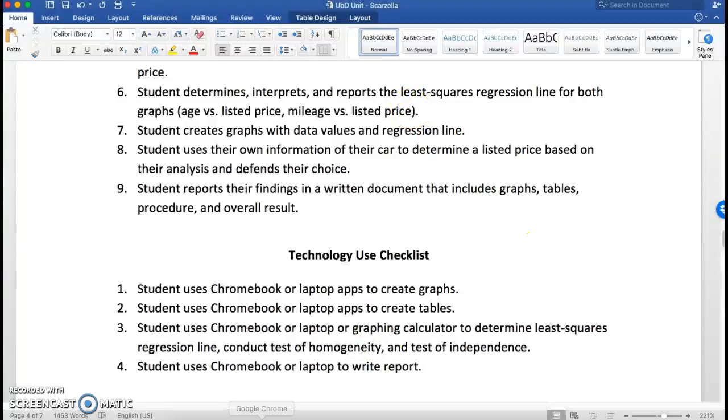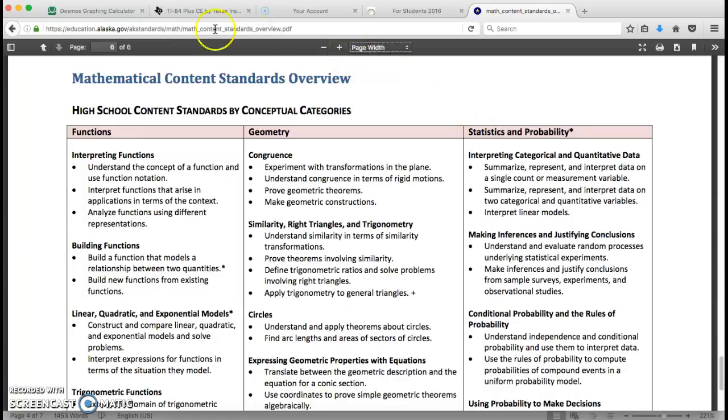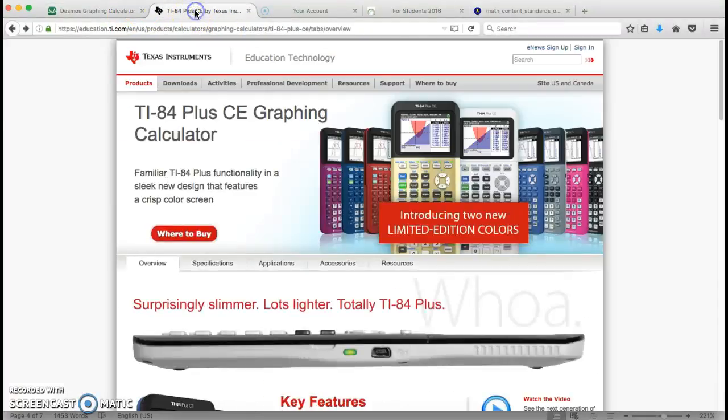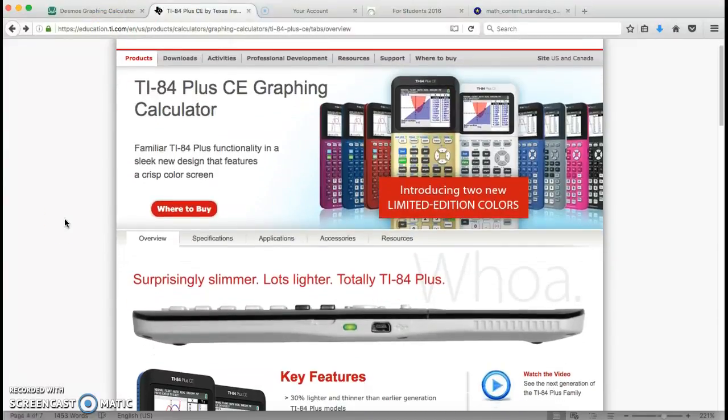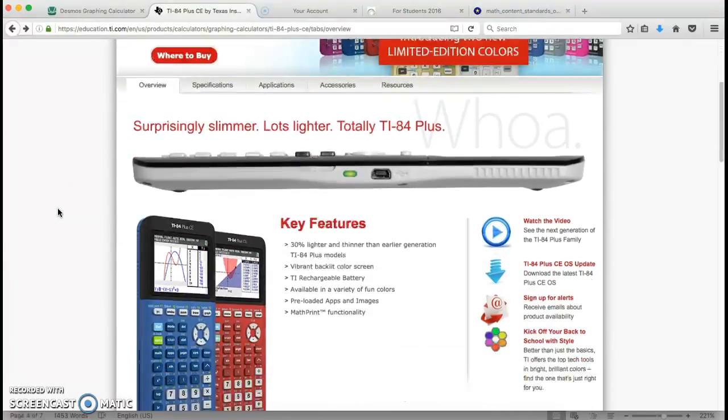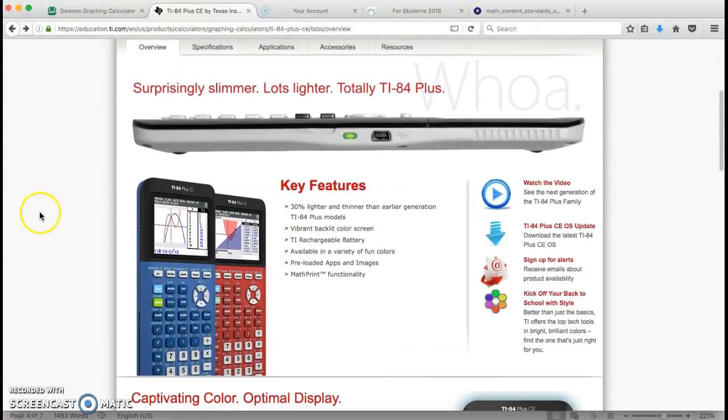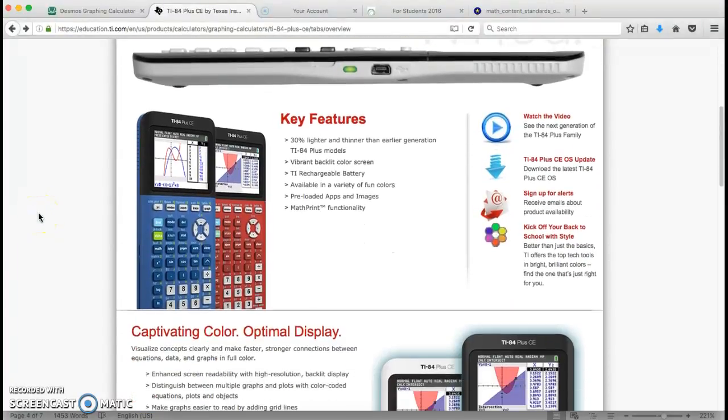I wanted to go over for a few minutes what technology is available to them. One of the things that I have in my room right now is a classroom set of TI-84 Plus CE graphing calculators. These are top of the line, just came out this last year. Texas Instruments have been making graphing calculators for quite a while, and so they've gotten good enough to actually have these really nice ones that have color graphics.